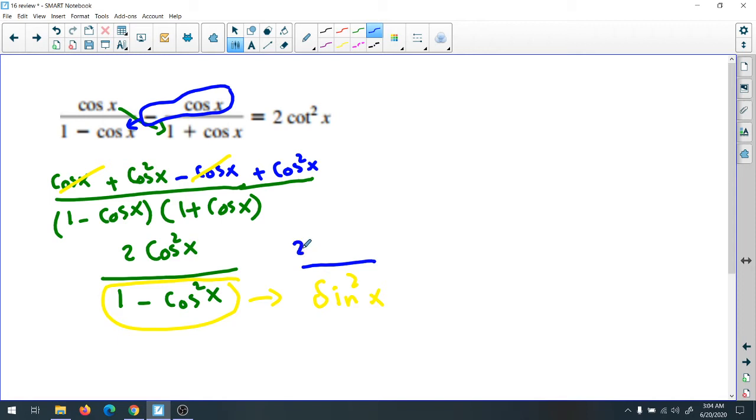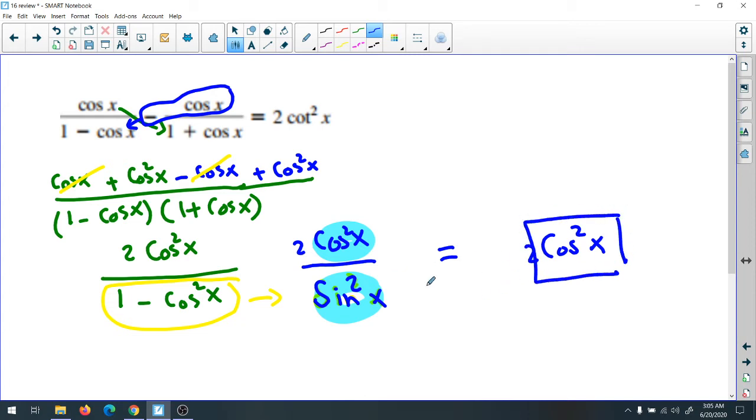And at the top, we have 2 cosine squared. So you see here, the numerator is cosine squared of x, the denominator is sine squared of x. If we combine cosine squared over sine squared, that equals what? Cotangent squared. So it will be 2 cotangent squared of x. So as you see, left equals right. You're going to say left equals right.